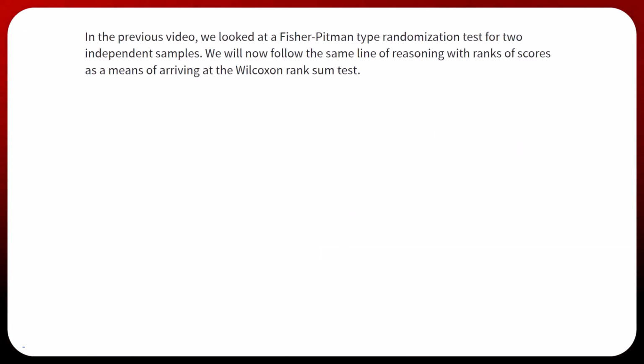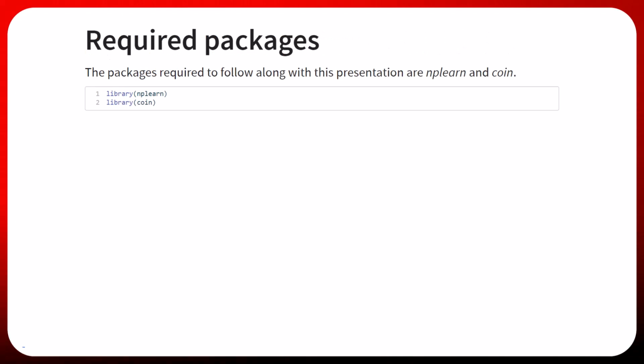In the previous video, we looked at the Fisher-Pitman type randomization test for two independent samples. We'll now follow the same line of reasoning with ranks of scores as a means of arriving at the Wilcoxon rank sum test. The packages required to follow along with this presentation are nplearn and coin.